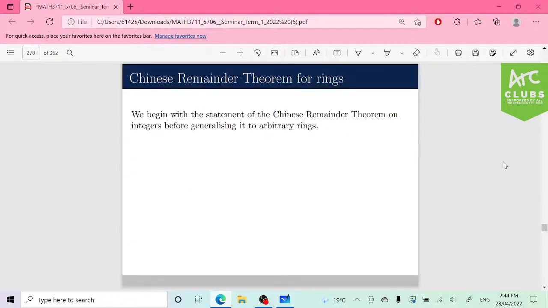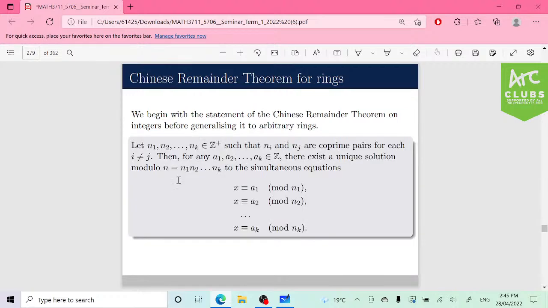Yeah. So now we can talk about a generalization of the Chinese remainder theorem for rings. Before we even begin talking about the Chinese remainder theorem for rings, let's talk about the Chinese remainder theorem for integers, and then we generalize it to arbitrary rings. So let's take a bunch of positive integers, and these are going to play the role of our smaller moduli. And we're going to suppose that these are pairwise co-prime.